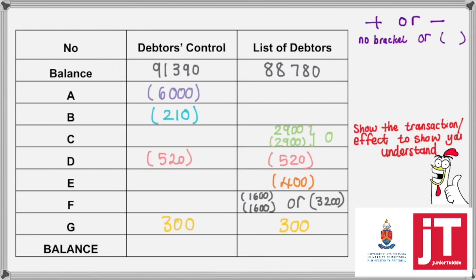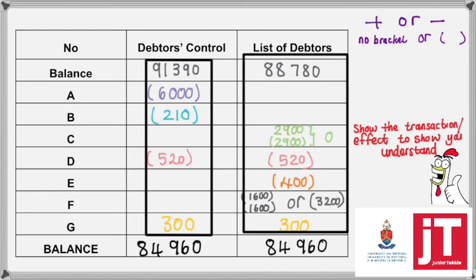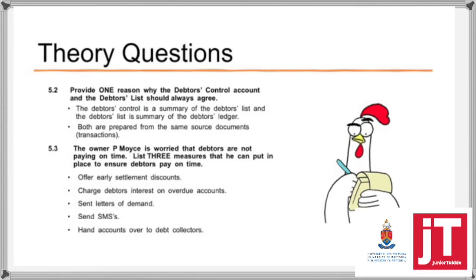Now, what is left over? I have to actually now just add up and see. Add my debtors control column, add my debtors list column, and see. Yes, great stuff. I've done it correctly. We balance out. They are the same at 84,960 Rand. Therefore, we've done our recon correctly, and I know that I am now balancing out, and I hopefully will get my full marks.